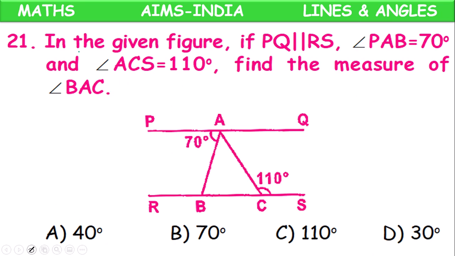Next one. In the given figure, if PQ is parallel to RS, and PAB equals 70 degrees, ACS part 110 degrees, find the measure of BAC. BAC, how much?